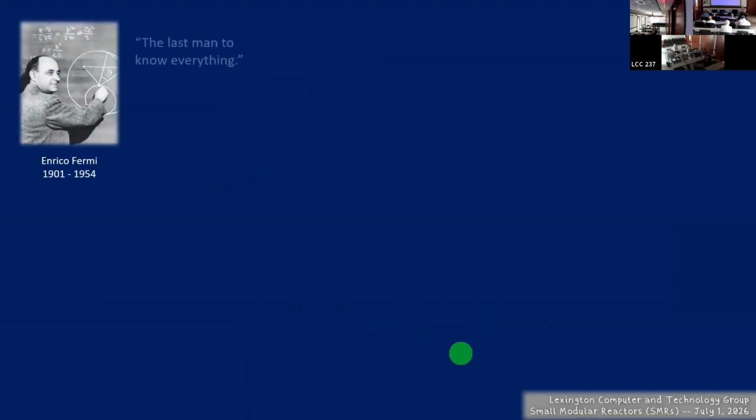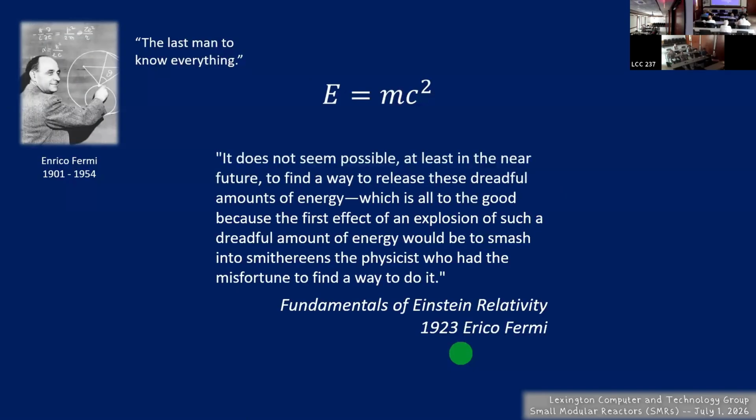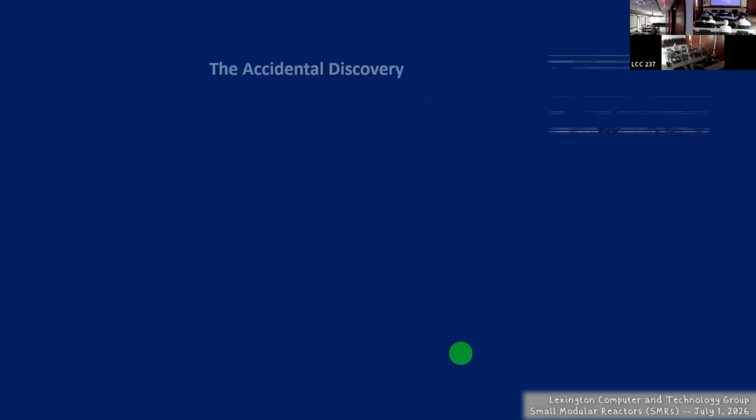So now we get to our friend Enrico Fermi, the last man to know everything. And he looked at this energy equation, and he wrote in 1923, "It does not seem possible, at least in the near future, to find a way to release these dreadful amounts of energy, which is all to the good, because the first effect of an explosion of such a dreadful amount of energy would be to smash into smithereens the physicists who had the misfortune to find a way to do it." So he understood how vast this power was.